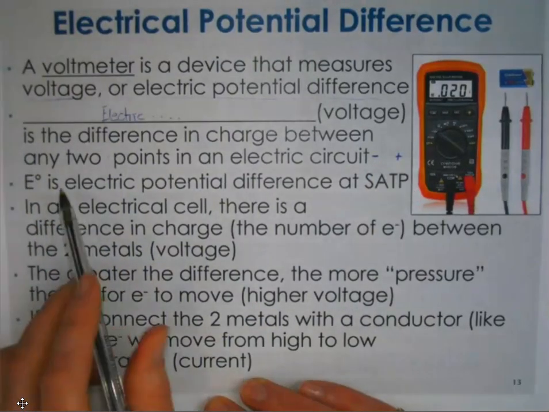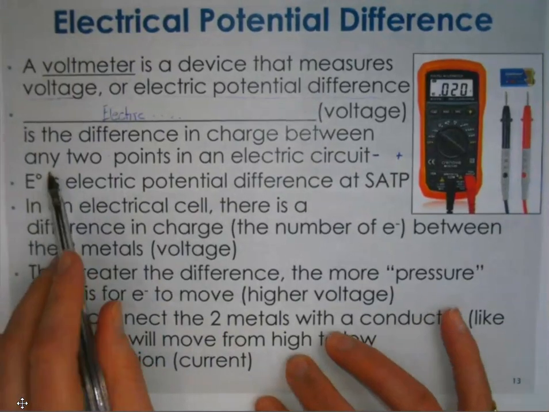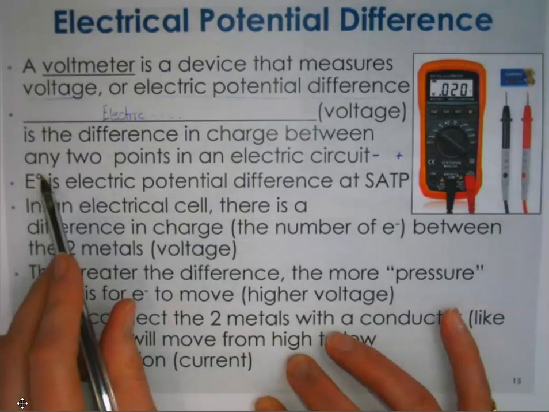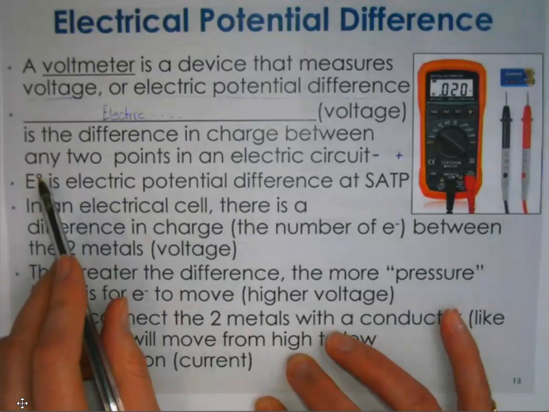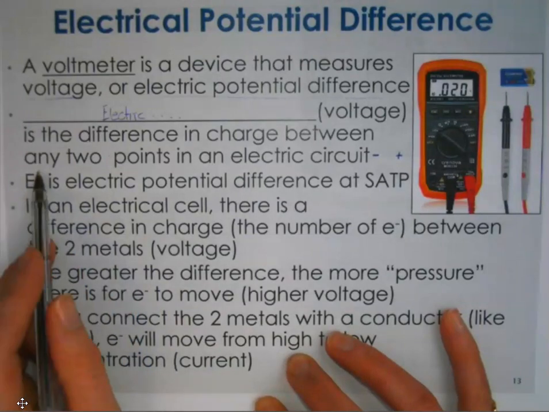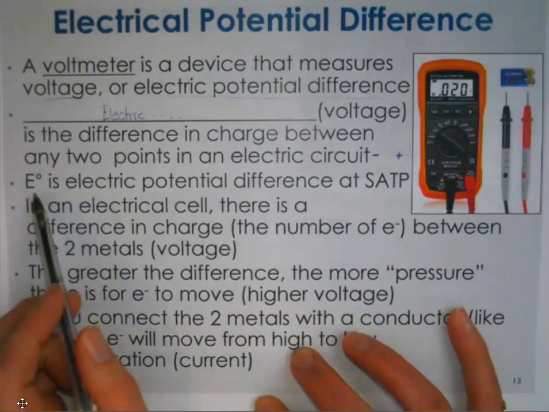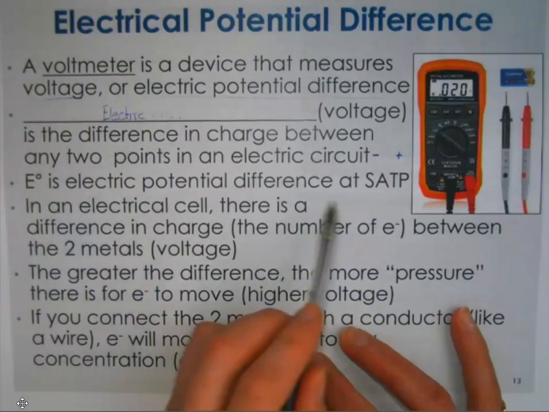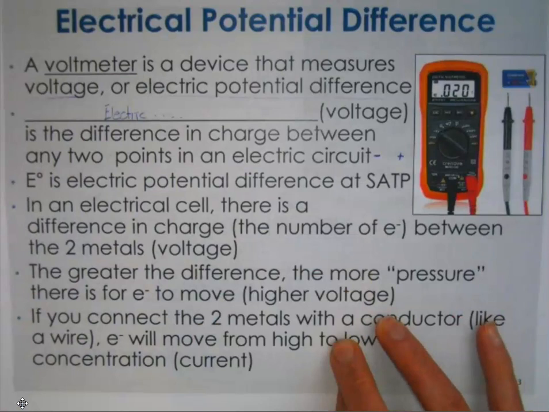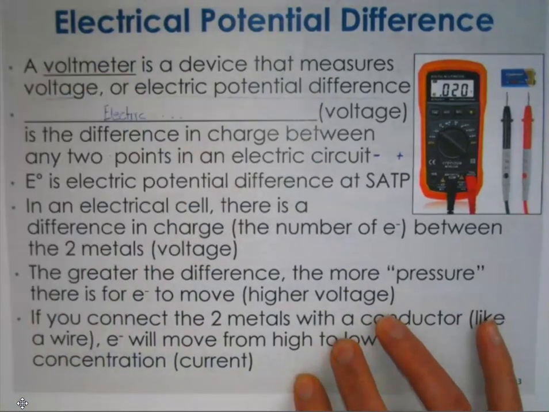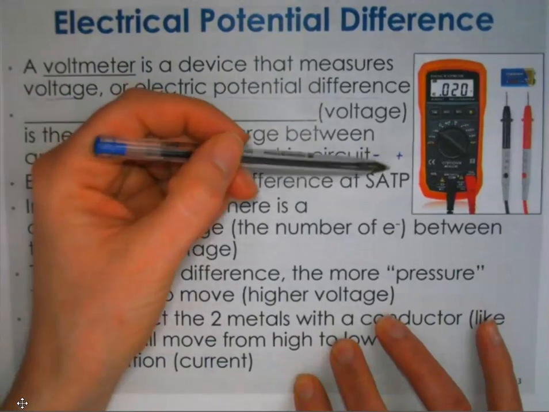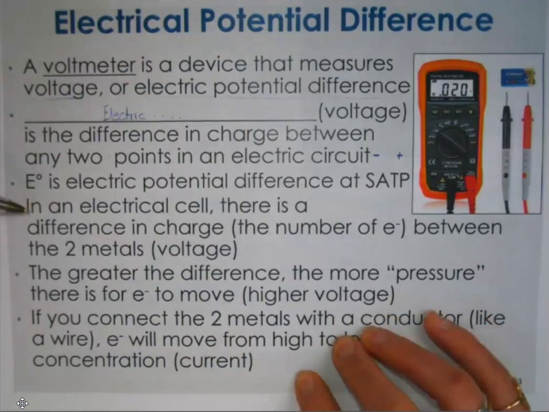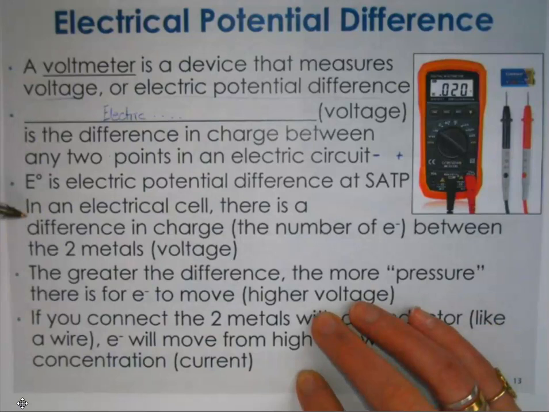Okay, so this here, we call this E naught. So this little degree sign we call naught. This is the symbol that we use to represent electric potential difference. And this is helping us to understand that that's happening at SATP, so at standard ambient temperature and pressure. Sorry, I always want to say atmospheric there.